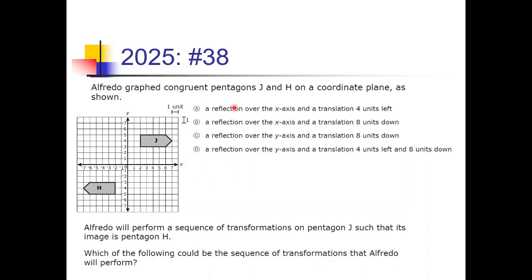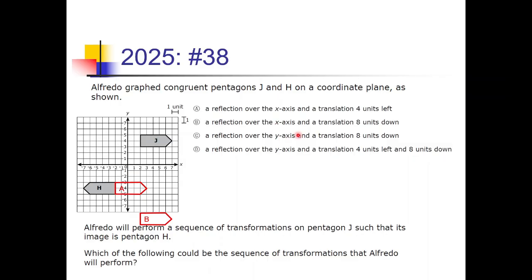So let's start with choice A, reflection over the x-axis and translation 4 units left. So over the x-axis, that would reflect down here, and then 4 units left would take me 4 left like so. This is what I would end up with for the new pentagon. So that would be choice A, which doesn't match what we wanted. For choice B, reflection over the x-axis, so same as before, and then 8 units down. I don't have enough space to go 8 down, but we would end up somewhere down here, which again is not what we're looking for.